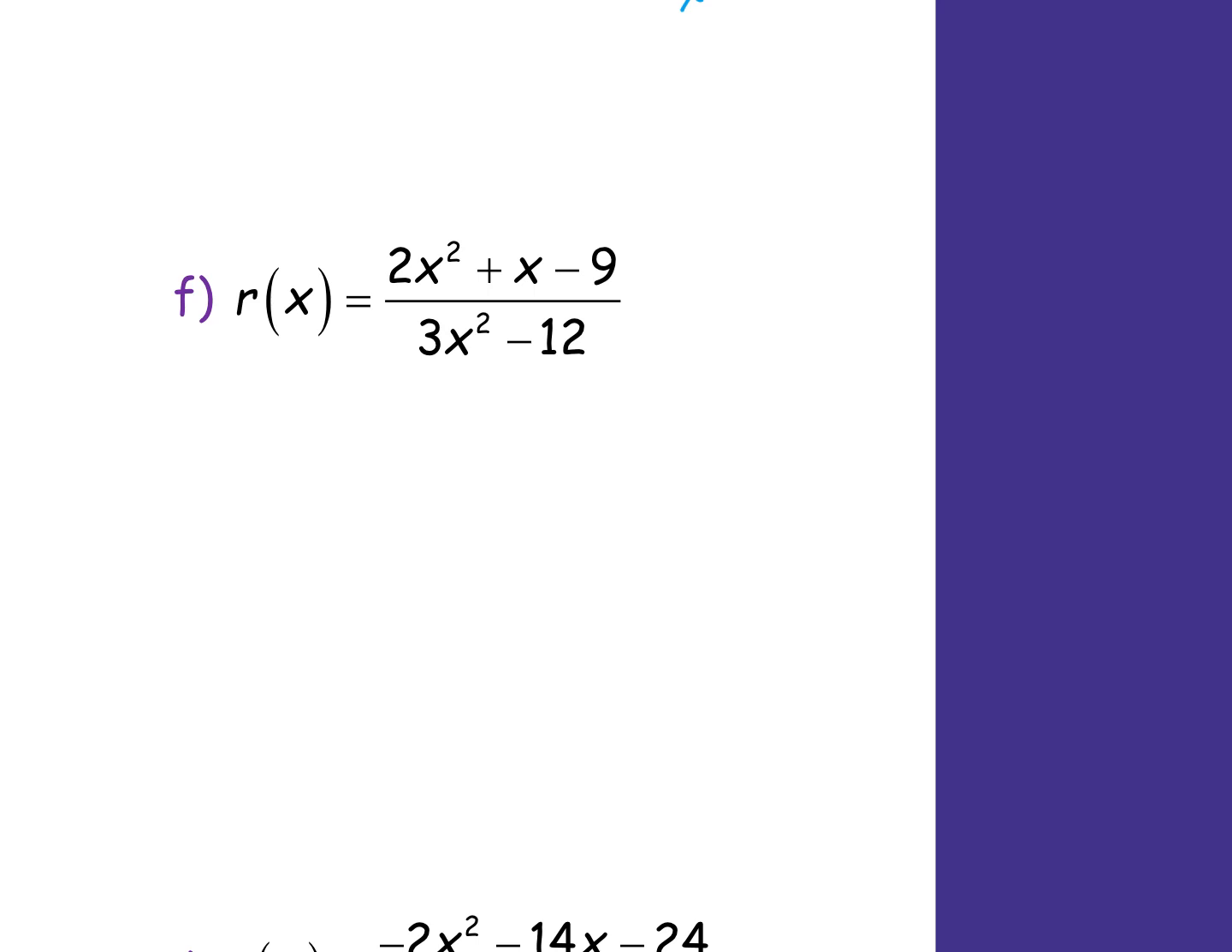Okay, beautiful. So my y-intercept is going to be 0, 0 plus 0 minus 9 over 0 minus 12. So 9/12 or 3/4.